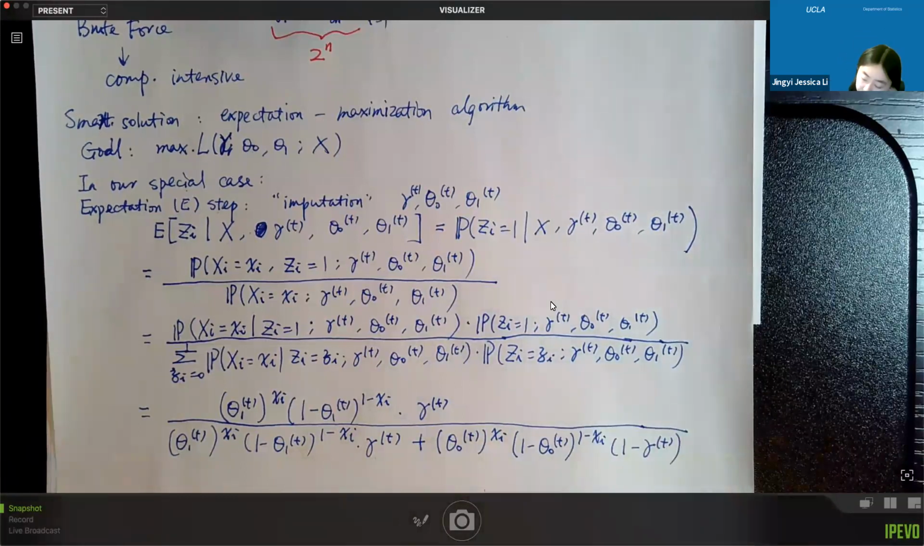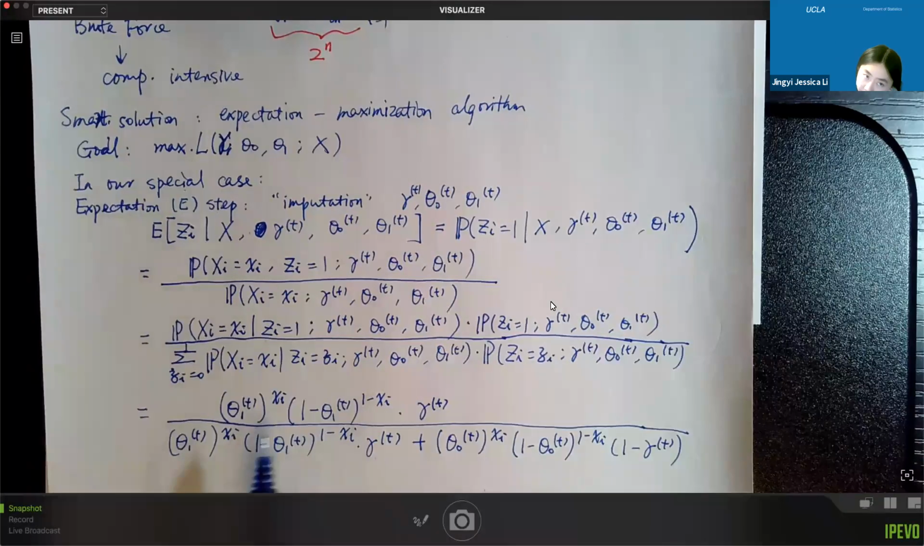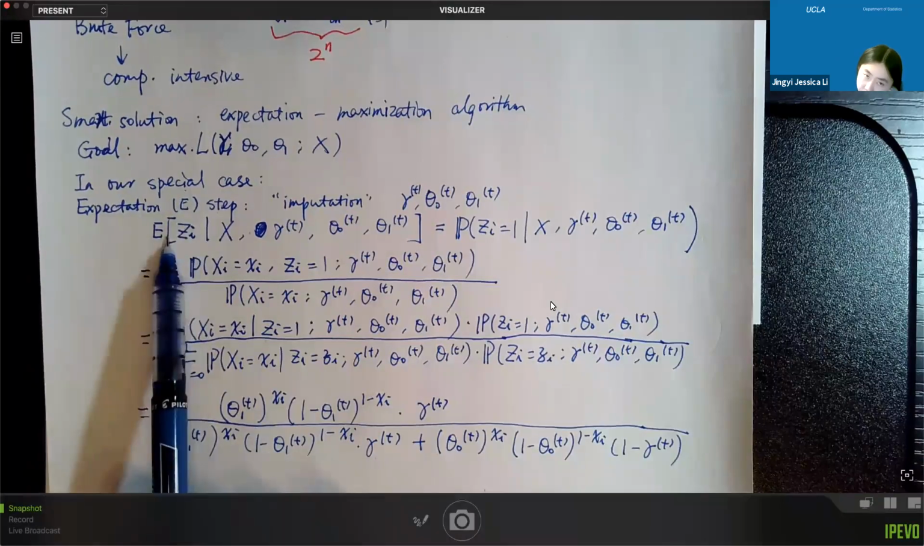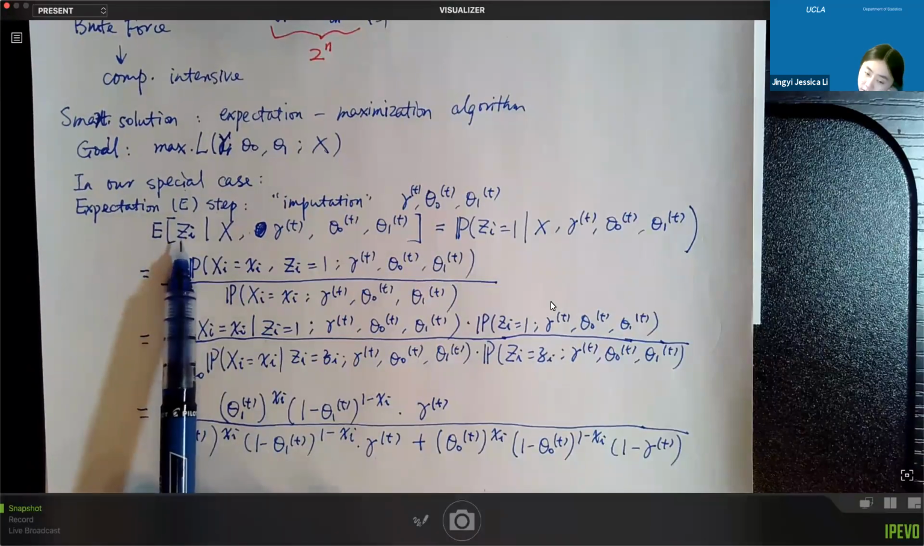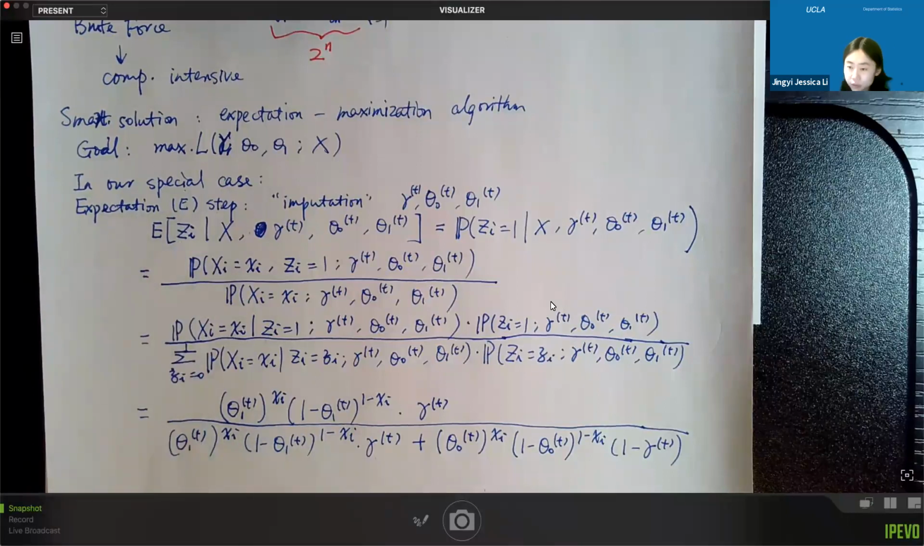Using this formula, with our observed data xi and our current values gamma t, theta 0t, and theta 1t, we are going to find the current expectation for each Zi. So we are going to impute it using this formula. That's what we call the expectation step for our hidden or missing data.